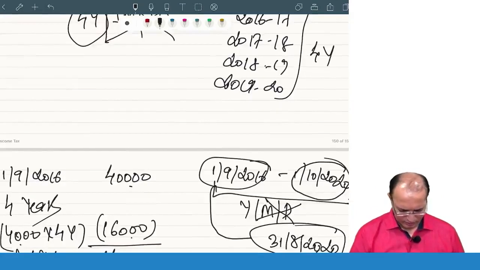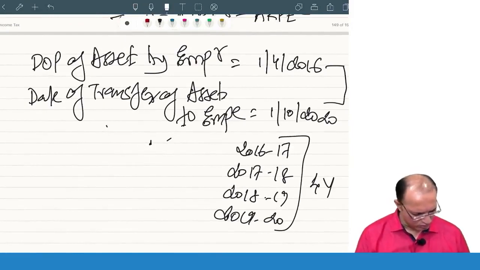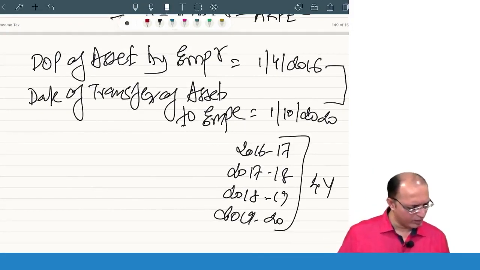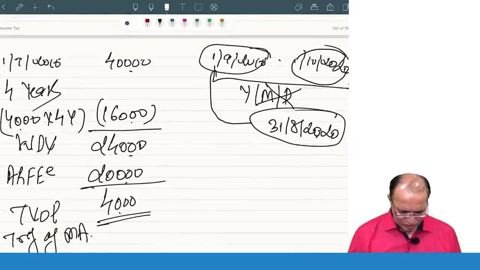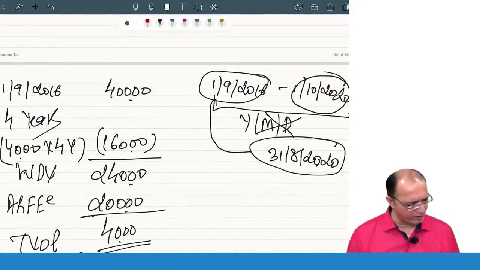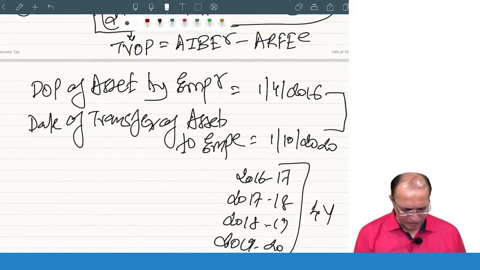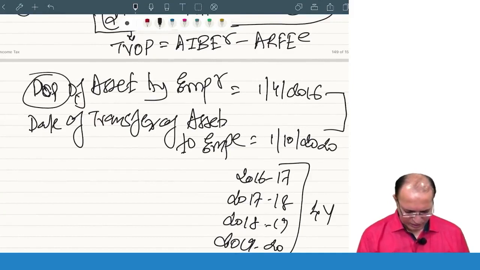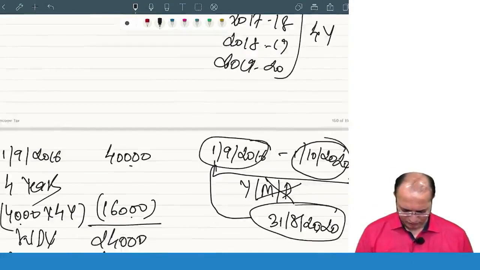Are you understanding? No, no, not the financial year. You have to take the year starting from the date of purchase, not the financial year. I wrote clearly, date of purchase of the asset by the employer. From this date to the date of transfer. You don't have to look at the financial year.